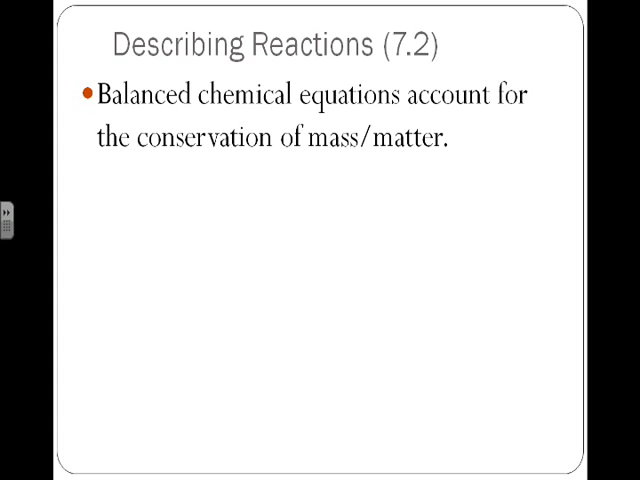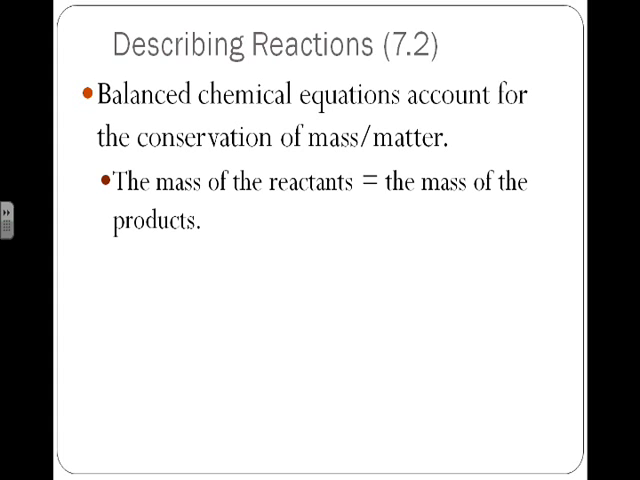All right, balanced chemical equations help us to account for the conservation of mass or matter. Remember when we talked about how mass cannot be created or destroyed? That means a chemical equation has to have the same number of atoms on one side as it does on the other side. So the mass of the reactants has to equal the mass of the products.